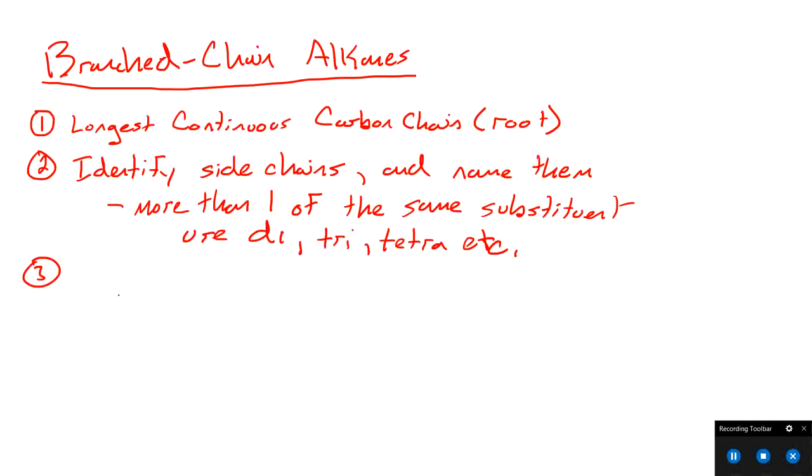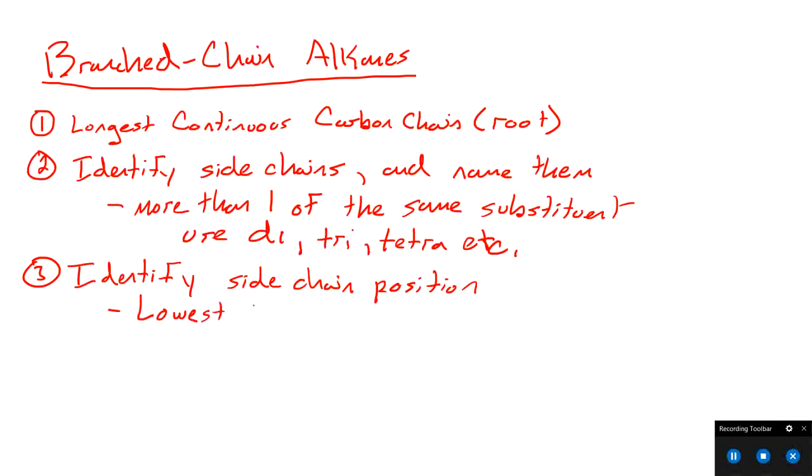Lastly, so we identified the side chains and the type of side chains. Lastly, identify the position of the side chains. What we do is we number the carbon atoms of the main chain, and we want the side chain position on the lowest number carbons possible. So if you are naming a group, and there's a different way to number the main chain that puts your numbers lower, that is the option you want to use.